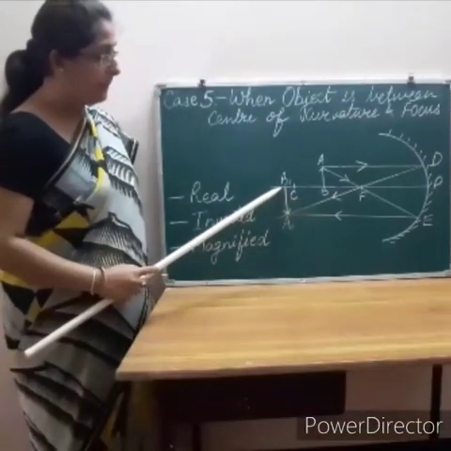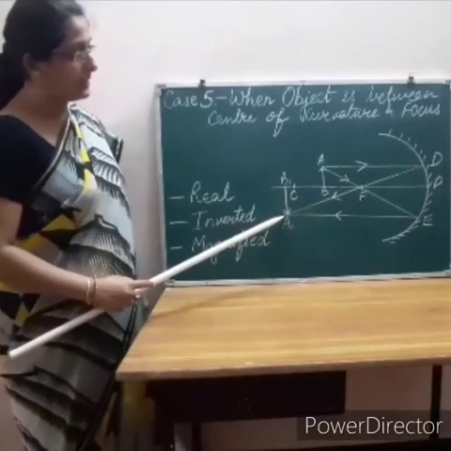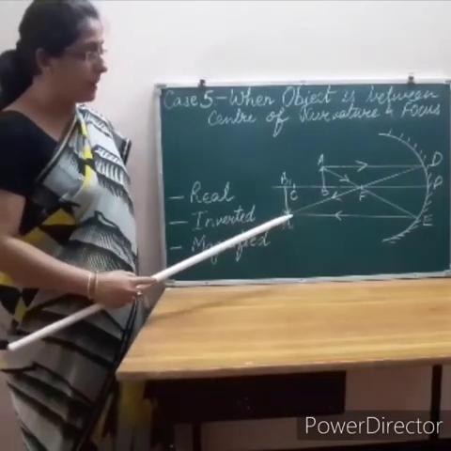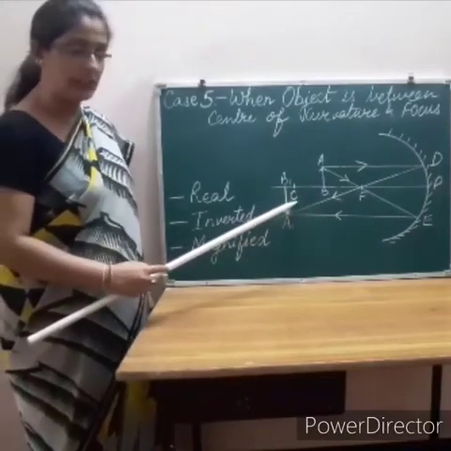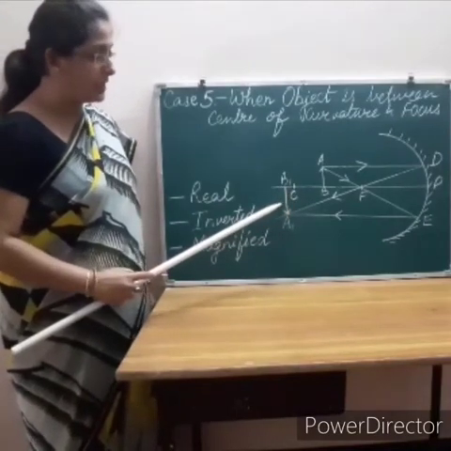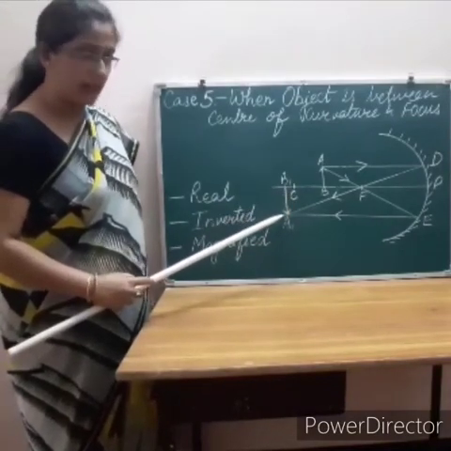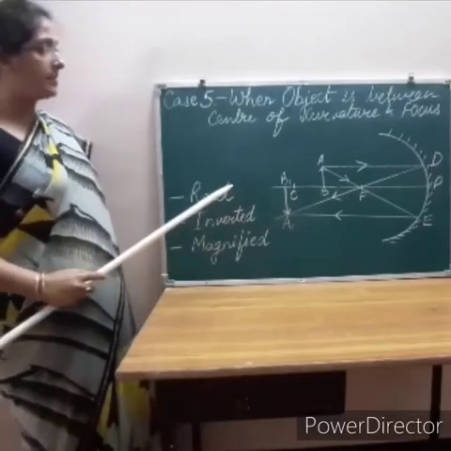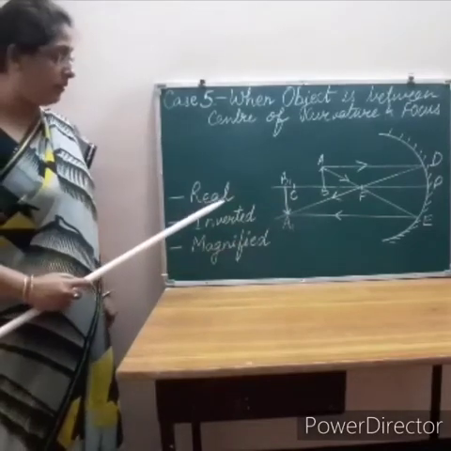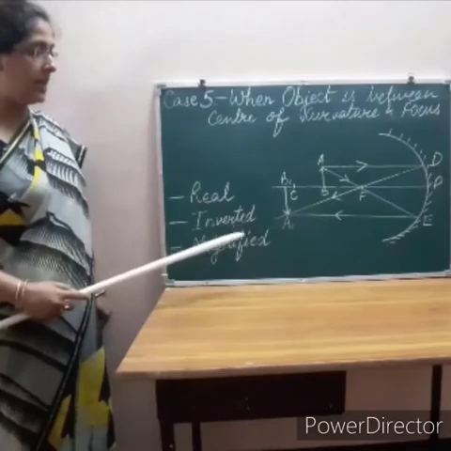Draw the image B1A1, we will see that the image will be formed beyond the center of curvature. It will be inverted and it will be magnified. So the characteristics of the image will be real, inverted and magnified.